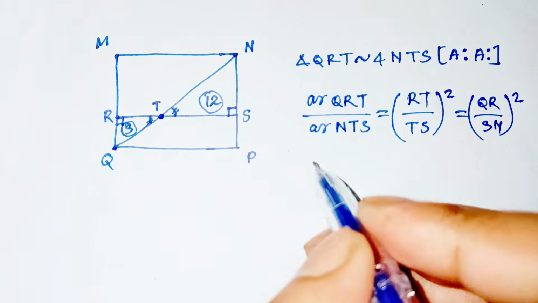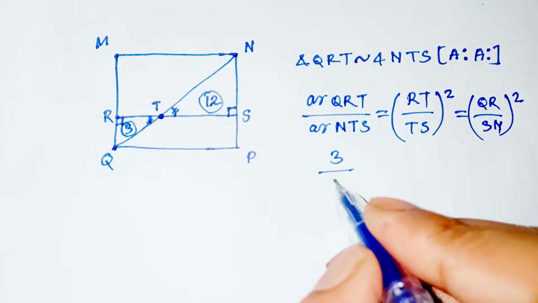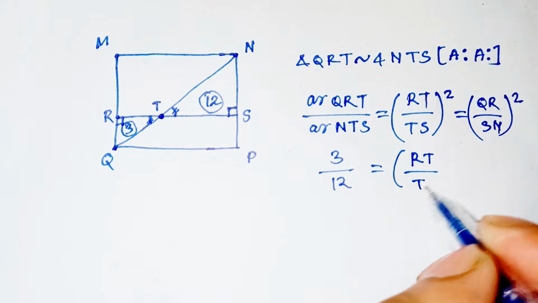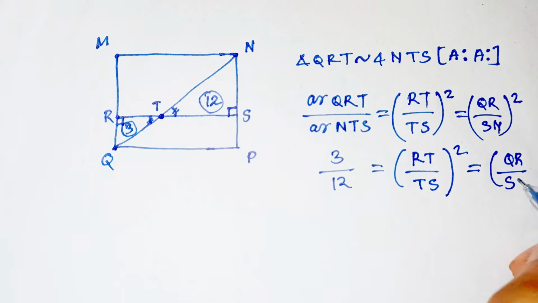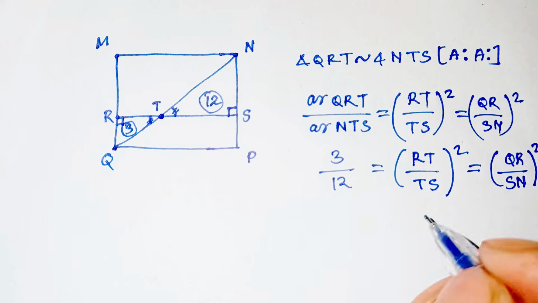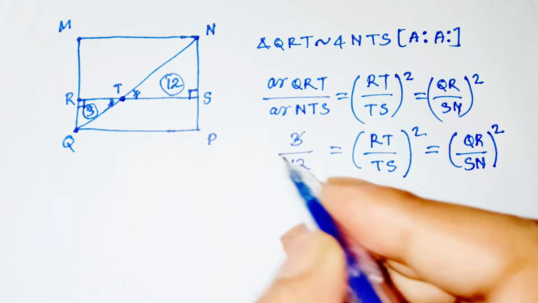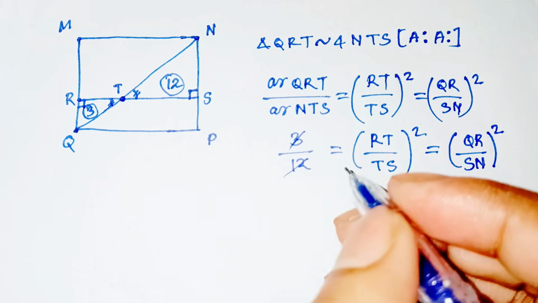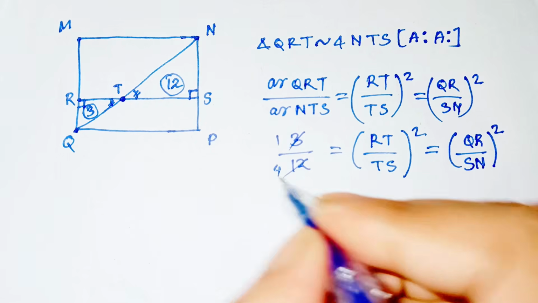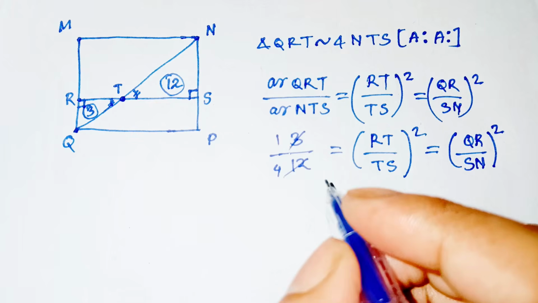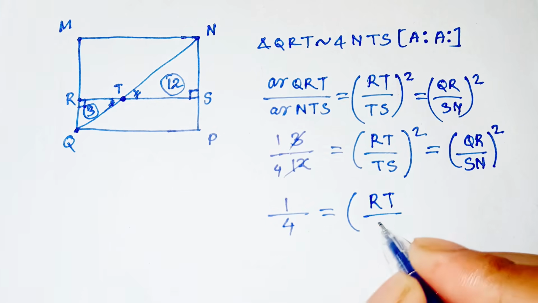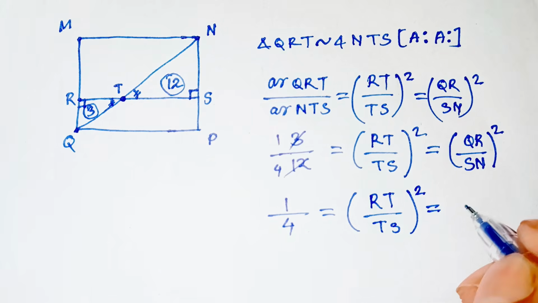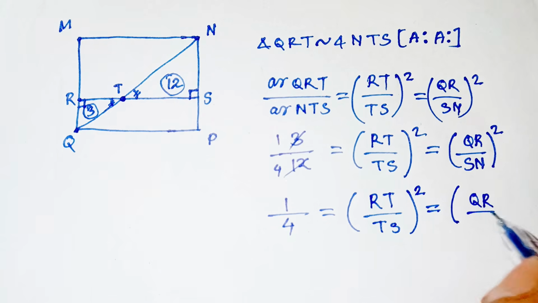Next, let's substitute the given areas. We have 3 divided by 12 equals the quantity RT divided by TS, all squared. And it also equals the quantity QR divided by SN, all squared. Now, simplify the fraction 3 divided by 12. Both the numerator and denominator are divisible by 3, so this becomes 1 divided by 4. Therefore, 1 divided by 4 equals the quantity RT divided by TS, all squared, and it also equals the quantity QR divided by SN, all squared.